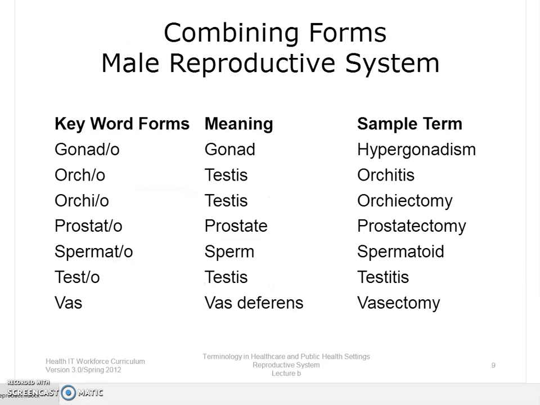Here are some key word parts related to the male reproductive system, along with their meanings. In the third column, you can see some of the medical terms that we can create by combining word parts. You should return to the online medical dictionary to hear the pronunciation and become familiar with the meaning of the created terms.